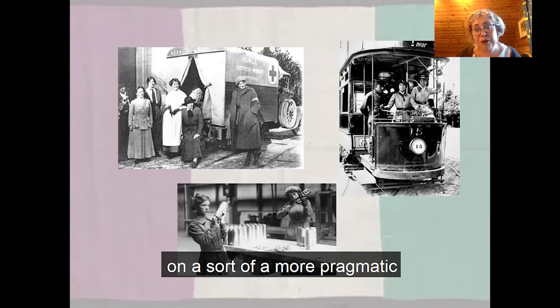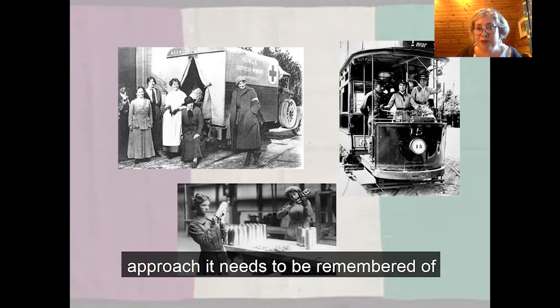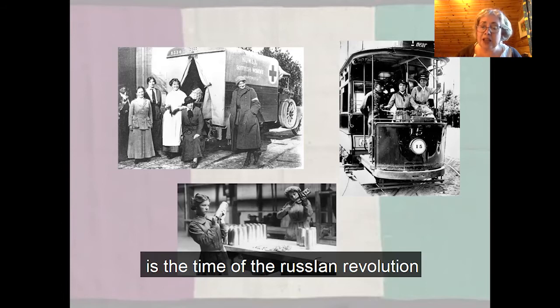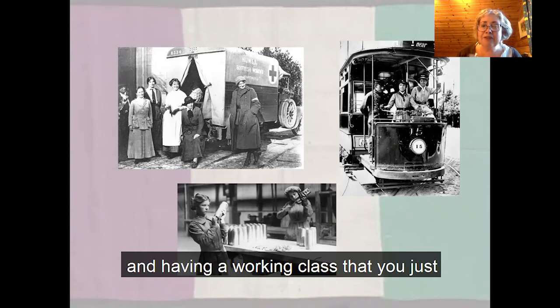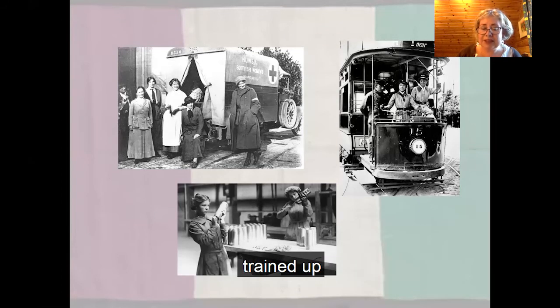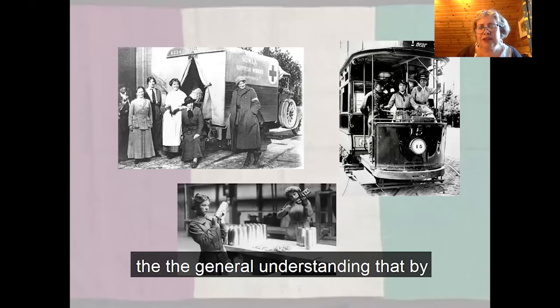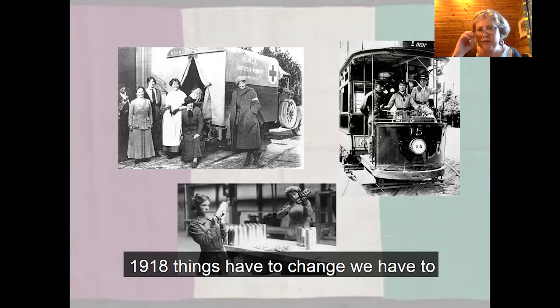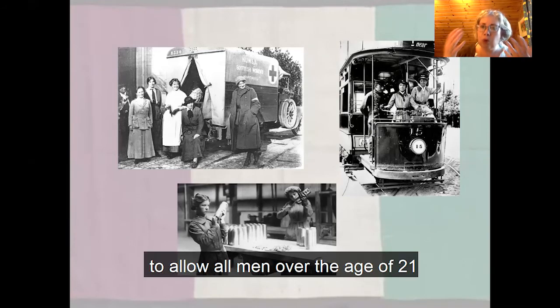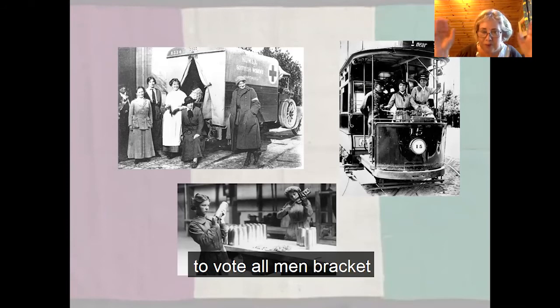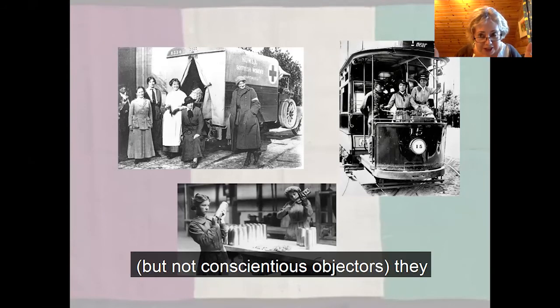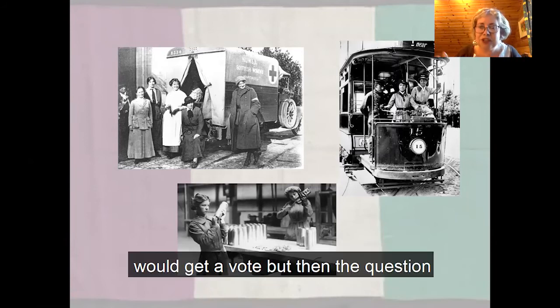On a more pragmatic approach, it needs to be remembered, of course, that 1917 is the time of the Russian Revolution. And having a working class that you've just trained up in how to use rifles and not giving them a vote, that didn't sound like a very good idea. So we get the general understanding that by 1918, things have to change. We have to have a Reform Act to allow all men over the age of 21 to vote. All men, brackets, but not conscientious objectors. They were not allowed to vote, but everybody else would get a vote.